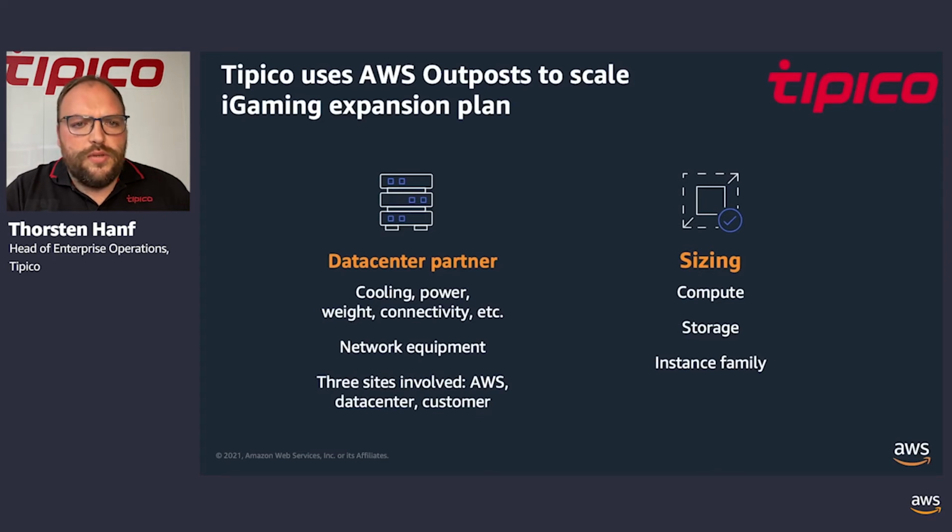So what you need to do there, you need to think about, okay, what about compute? How many instances do I need, right? Are they compute heavy? Are they memory heavy? What instance family do I want to choose? How much storage do I need? Do I need 10 terabyte of EBS volume? Do I need 50, whatever, right? So all this needs to be in consideration before you can order an outpost.